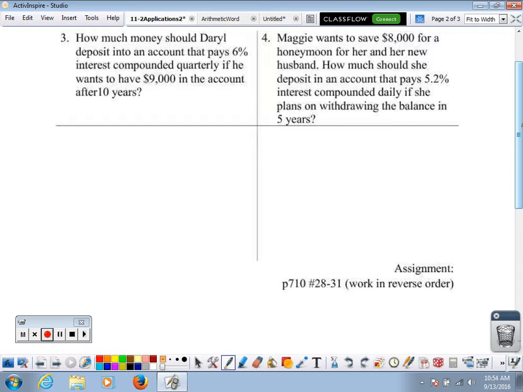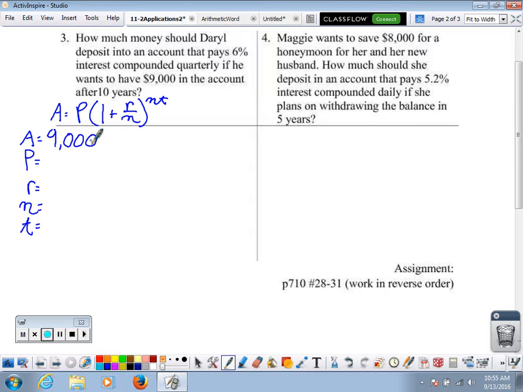Okay, so it's the same formula: A equals P times the quantity 1 plus R over N, all raised to the NT. I want to list all of those variables and assign values to them, at least as many as I can. A is the amount in the account at the end of the time. This time, Daryl wants to have $9,000. That's how much he wants to have.